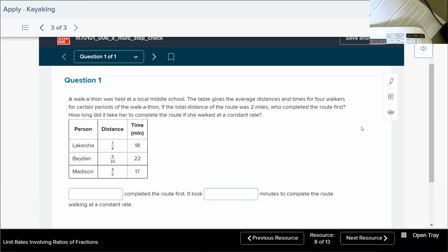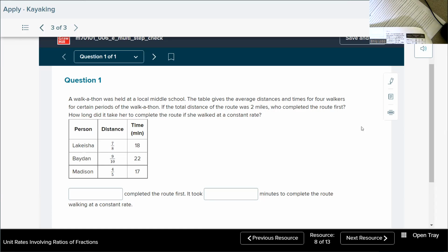A walkathon was held at a middle school. The table gives the average distances and times for 4 walkers for certain periods of time. I only see 3 walkers. Okay. If the total distance of the route was 2 miles, who completed the route first? And how long did it take her to complete the route if she walked at a constant rate?